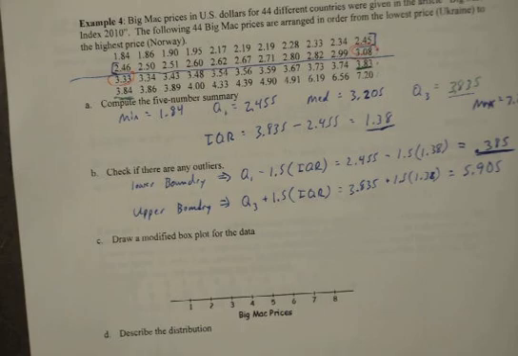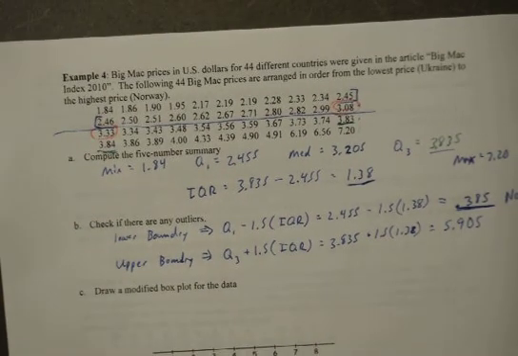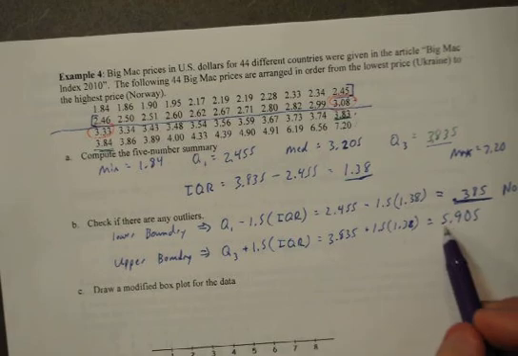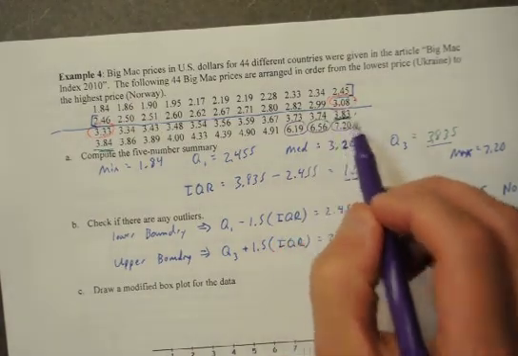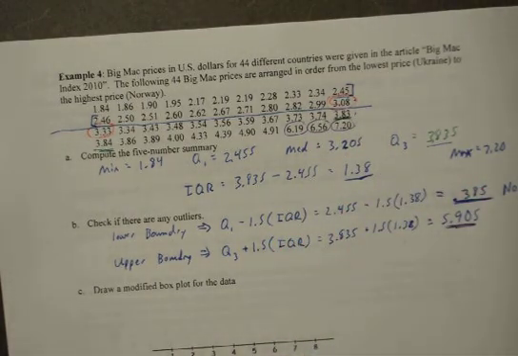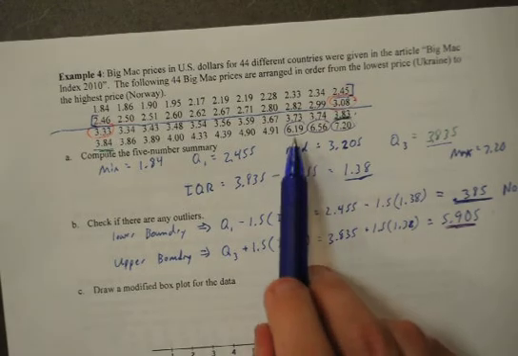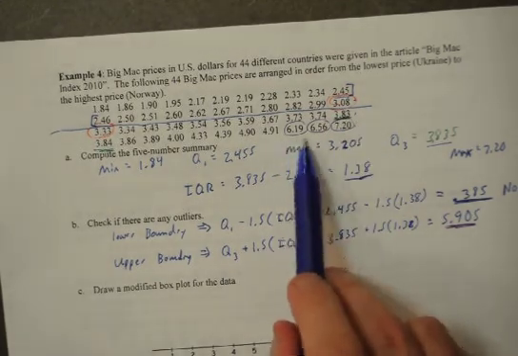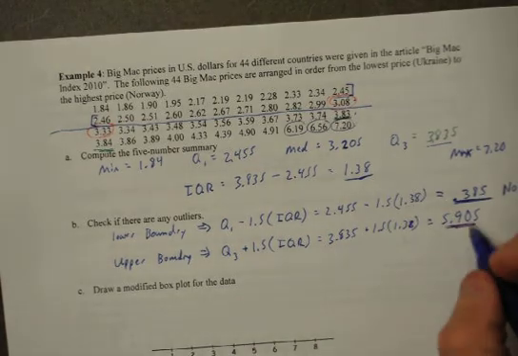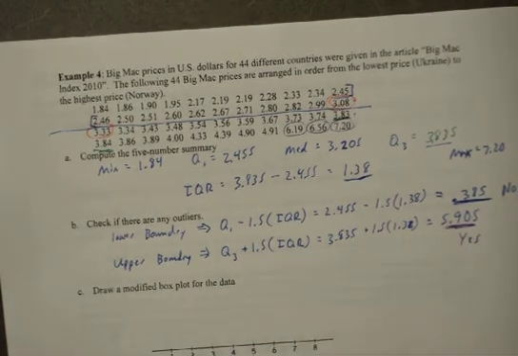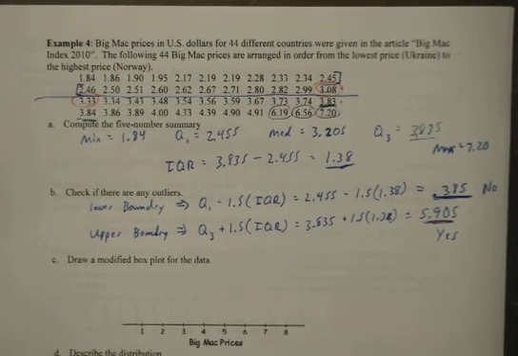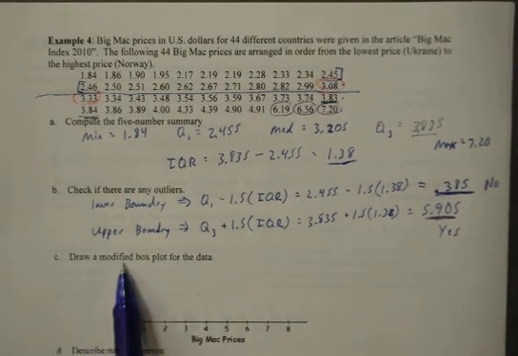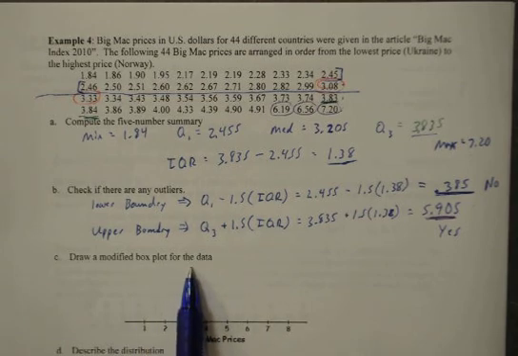And it looks like we have ourselves some outliers. Are there any values that are larger than 5.905? That one, and that one. Those are larger. So these are outliers on the high end. So yes, we do have some outliers there. That's how you define it. Simple little process there. Draw a modified box plot for the data.